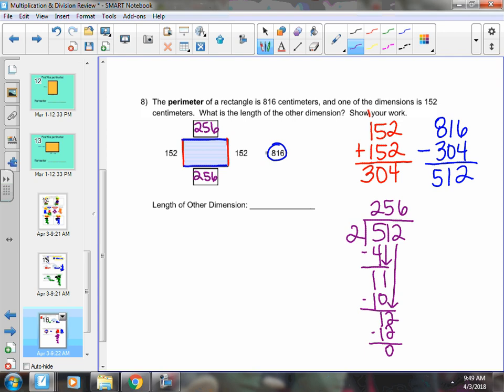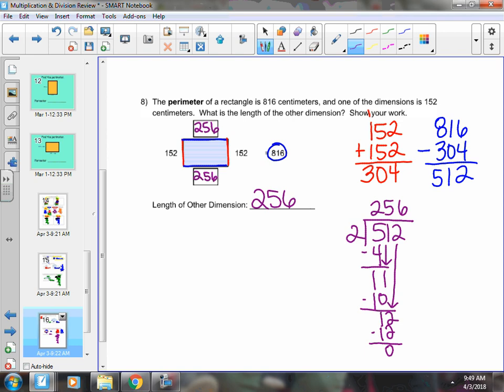Let's look at it and make sure it makes sense. 256 plus 256 is 512. Plus 152 plus 152 is 304. Altogether, it does equal 816. Now, it's just the length of the side. So I know 256 is my answer.